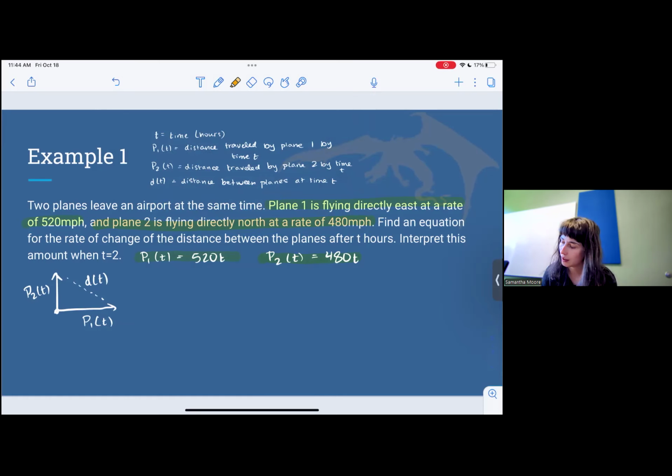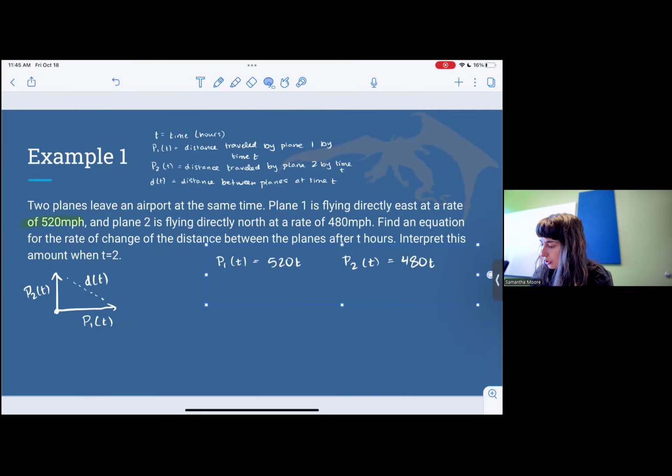That's already kind of gone into this. We know at time 0, both of them haven't gone anywhere. So P1 of 0 is 0 and P2 of 0 is 0. So that kind of went into those equations already. So those are the things that I can get by translating my word problem into equations. So these are 2 of my known things.